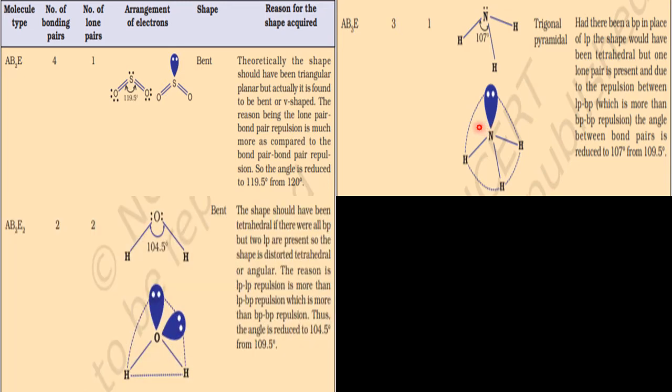Now we'll go to one more example of the category AB2E2. That means in this there are two lone pair electrons. The central atom is one, and around it there are two B's, similar atoms. The best example is water.